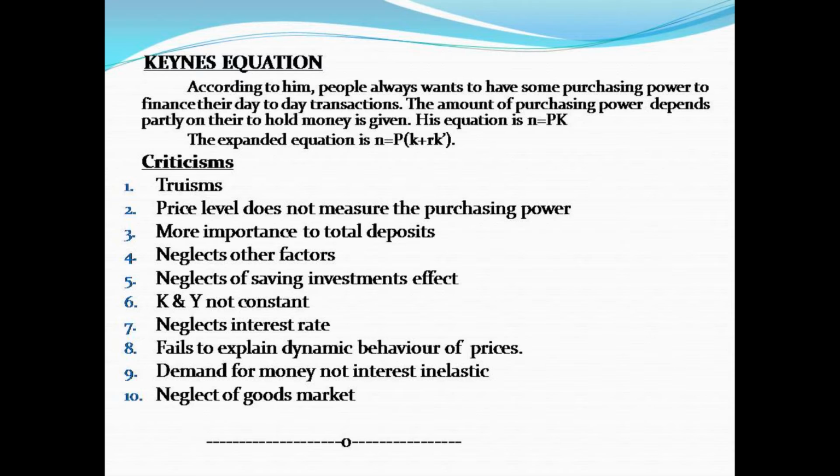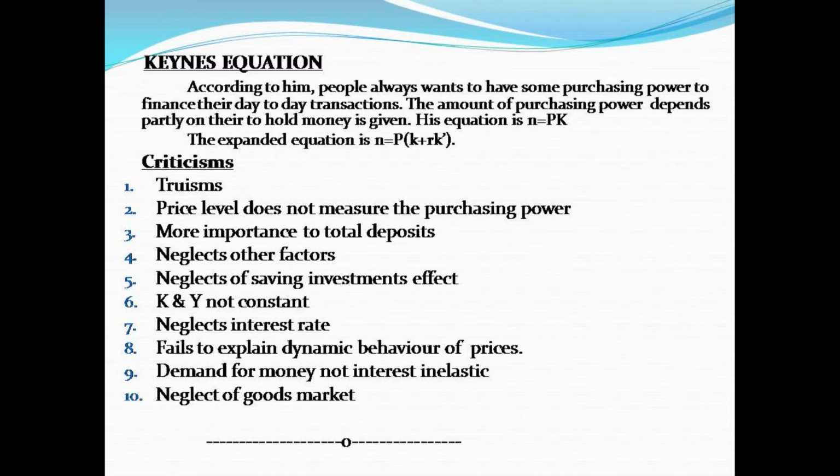Second one, price level does not measure the purchasing power. Measuring the price level in consumption units implies that cash deposits are used only for expenditure on current consumption, but in fact they are held for a vast multiplicity of business and personal purposes. By ignoring these aspects, the Cambridge economists have committed a serious mistake.